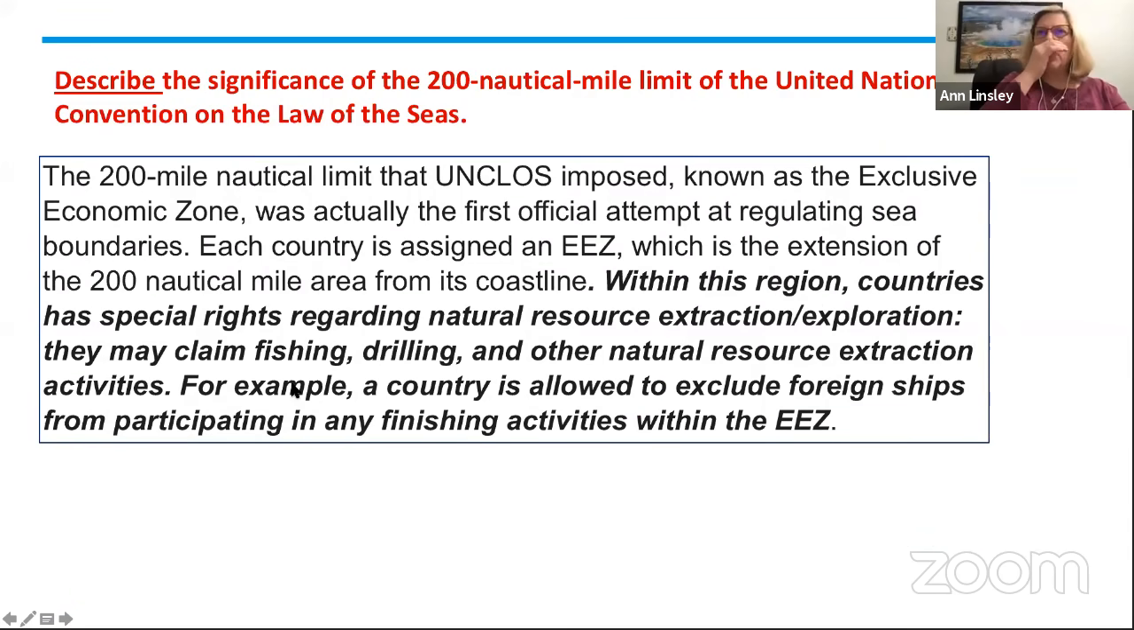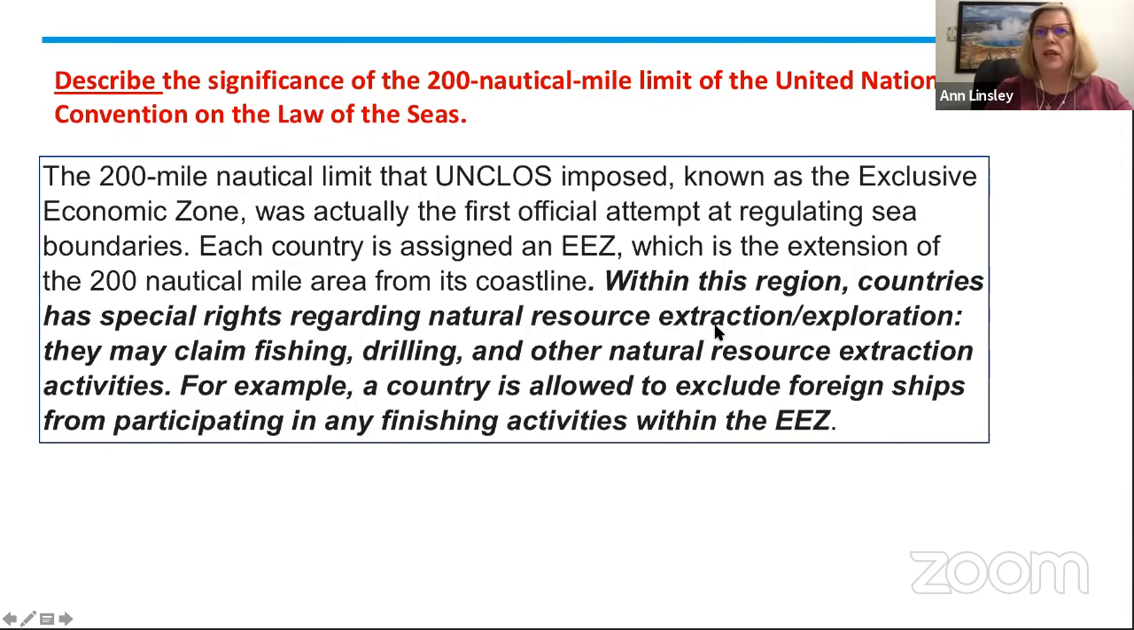Okay, so the first question is a describe question. Describe the significance of the 200 nautical mile limit of the United Nations Convention on the Law of the Seas. So hopefully you covered this. I know we covered it in the online stuff. It should also have been covered in your political unit. The additional information that you would have needed to have known or had in your notes about maritime boundaries is that the 200 nautical mile limit is actually an exclusive economic zone, or EEZ. And so what is the control that the country with that EEZ has? What kind of control do they have?